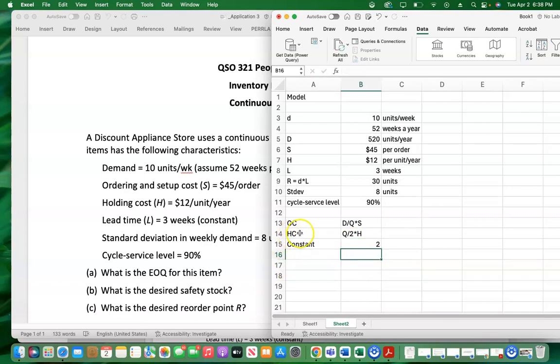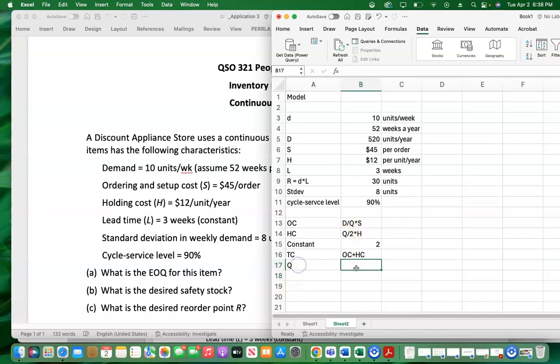And so this is the holding cost per year, the overall holding cost per year. We can find the total cost. And in this case, the total cost is the ordering cost plus holding cost. We will get the yearly total cost of inventory. So having this information, we need to find Q.